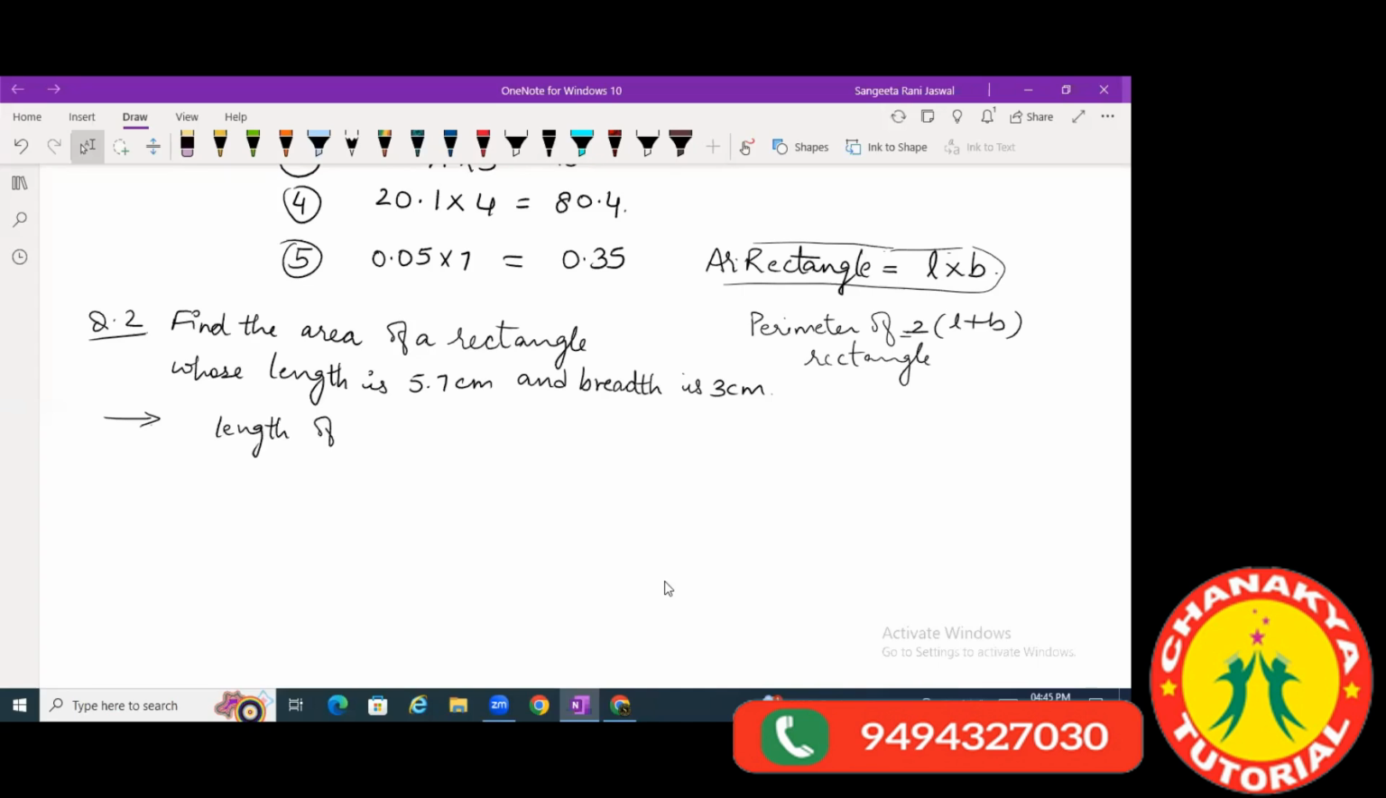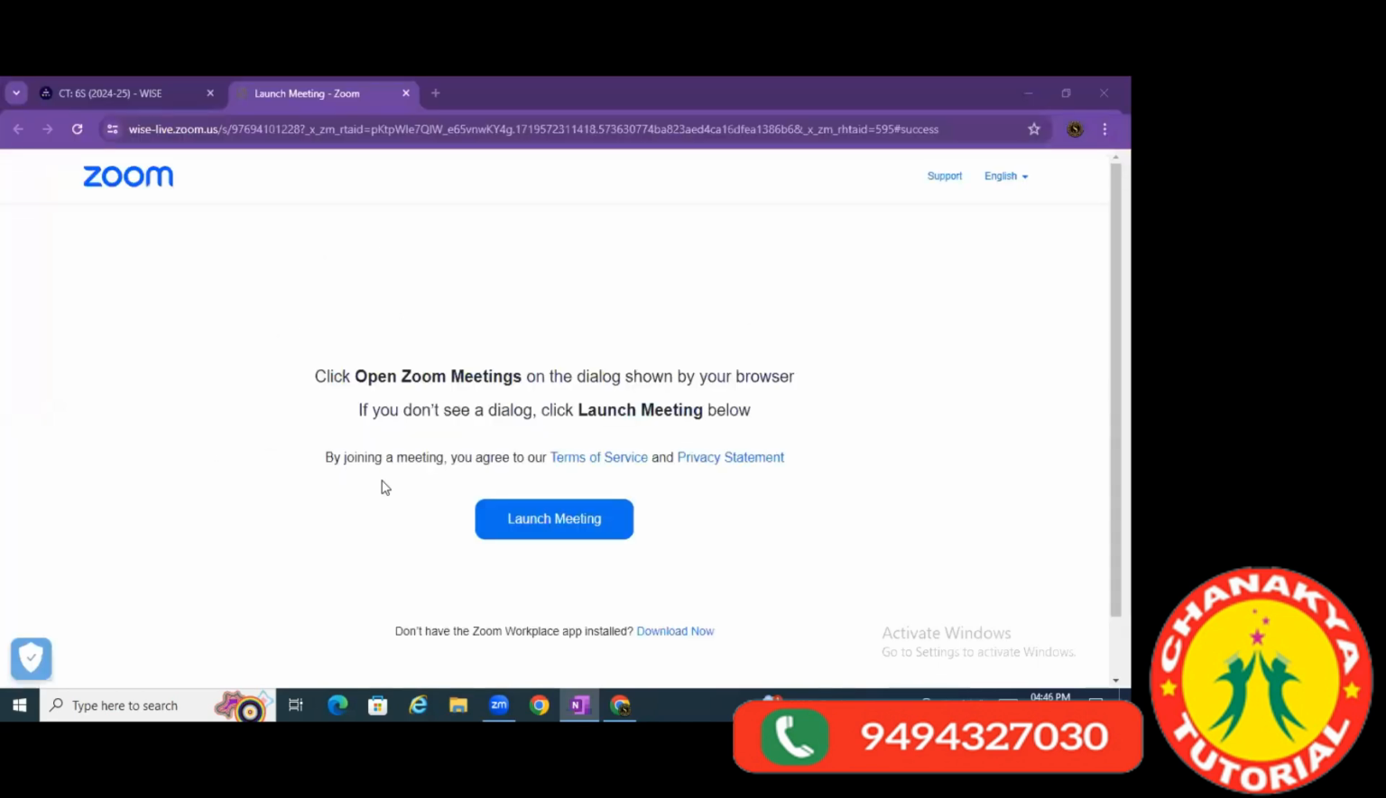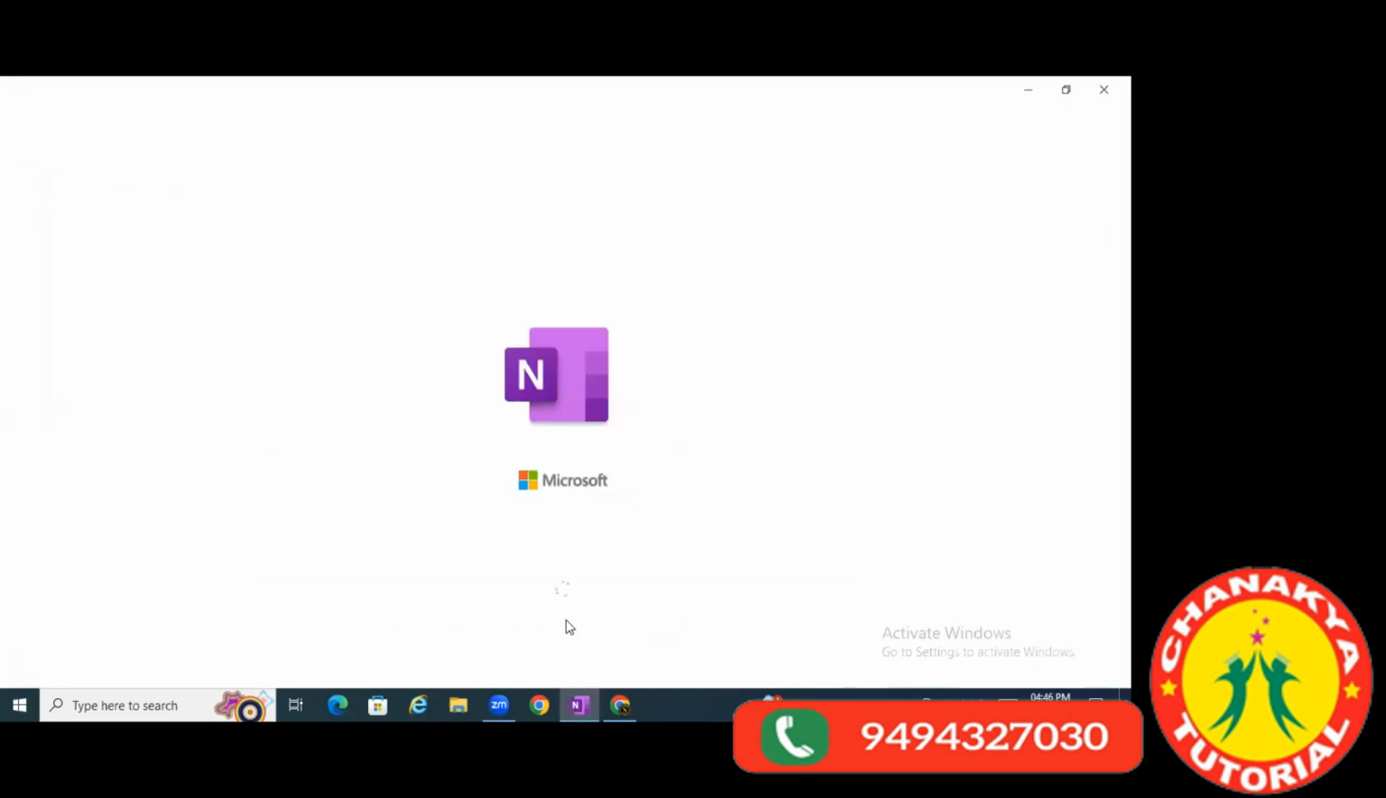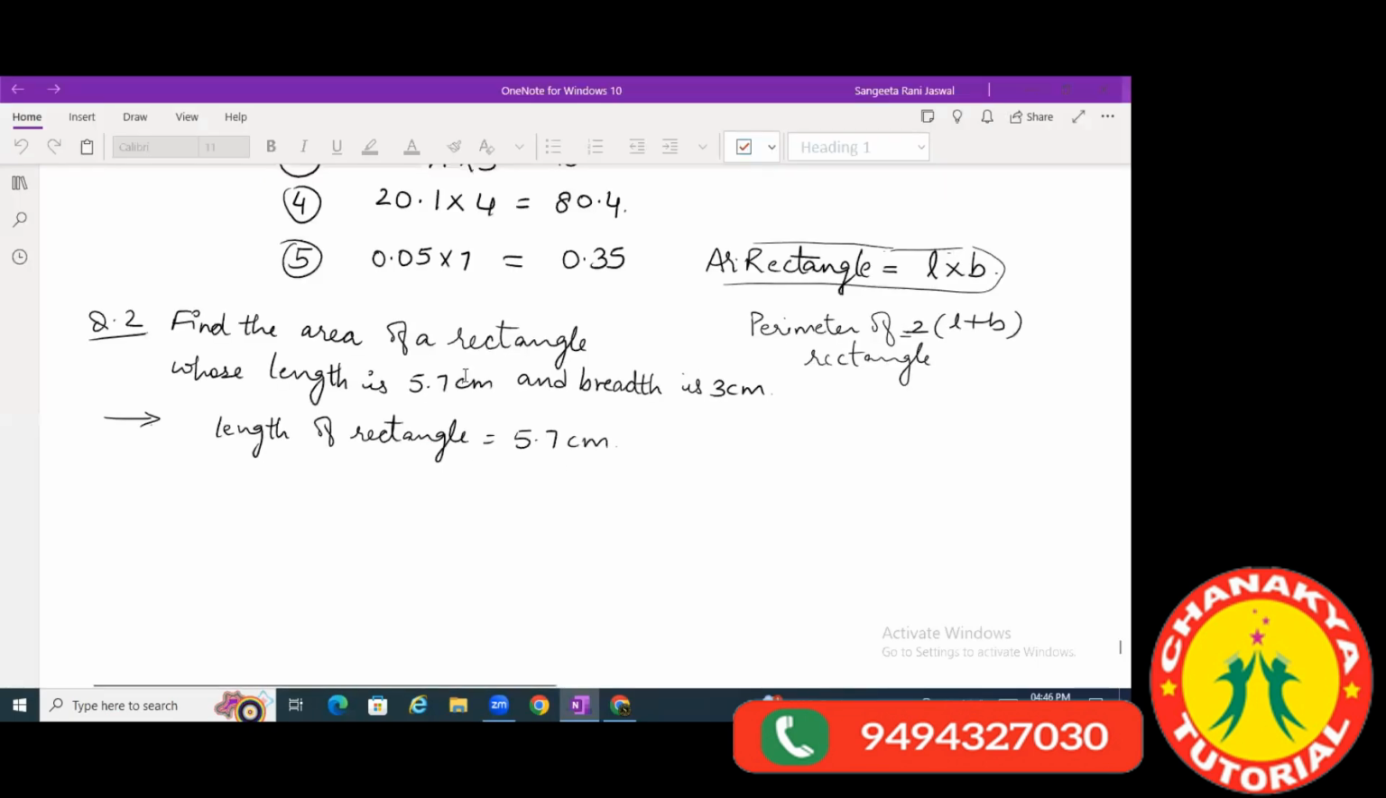Length of the rectangle is equal to 5.7 centimeters. Then the breadth of the rectangle is equal to 3 centimeters. And always check whether both the dimensions are in the same unit. Okay, that also you have to check. Now here we can see 5.7 is in centimeters, 3 is again centimeters. So that means we can multiply.